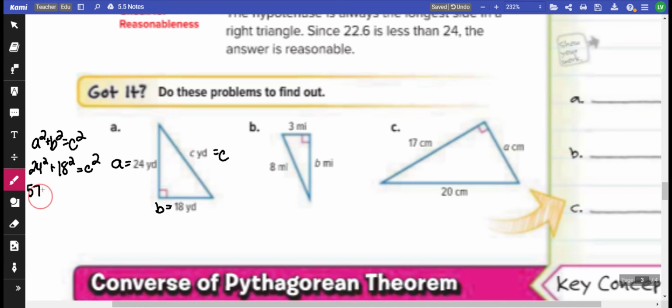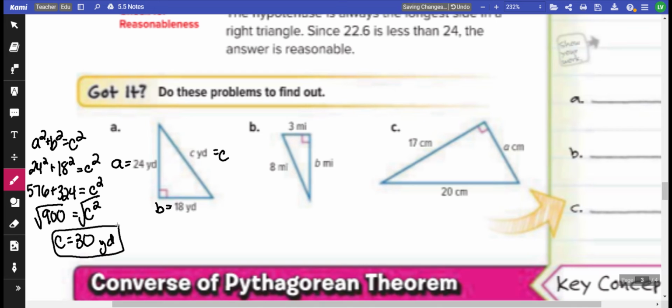So we have 24 squared plus 18 squared equals C squared. 24 squared is 576, which you may or may not have remembered from the previous problem. If you didn't, that's okay. You can also type that in. 18 squared is 324. I am doing all of these calculations with my calculator. I add them together, that gives me 900. Right side equals C squared. The inverse of squaring is square rooting. Square root of 900 is 30, so C equals 30 yards.